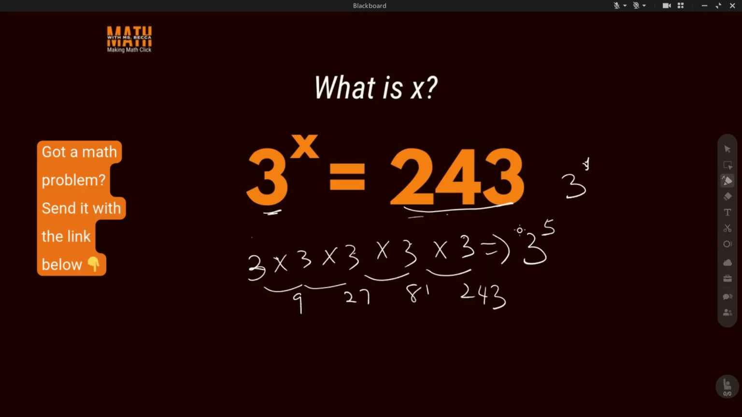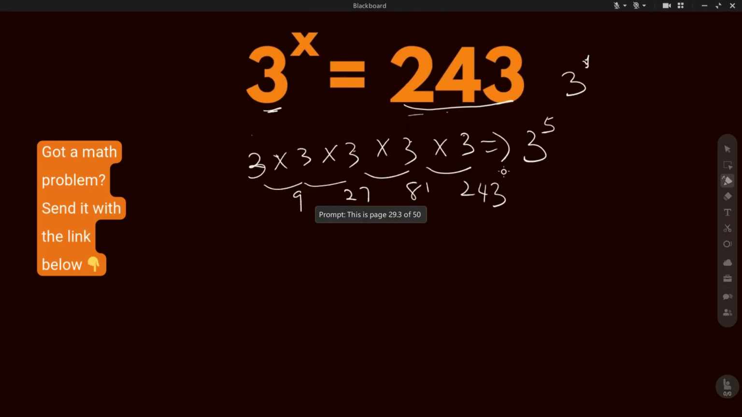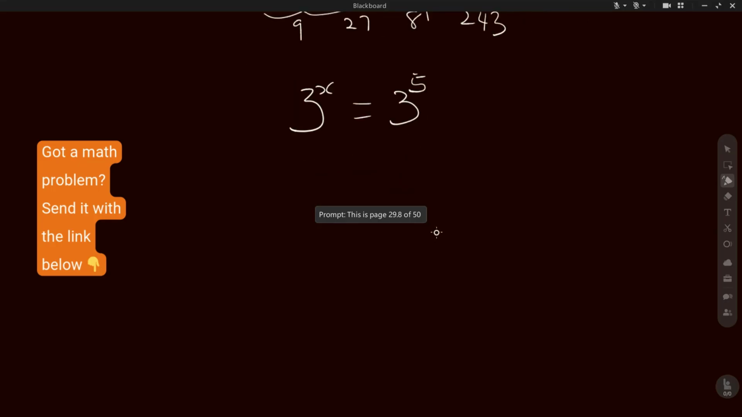So we will now be using this, we'll substitute this for 243, so that now we can have 3 power x to be equal to 3 power 5. Now that we have made the base equal, we have to equate the powers. You can only equate the powers when you have the same base on both sides.